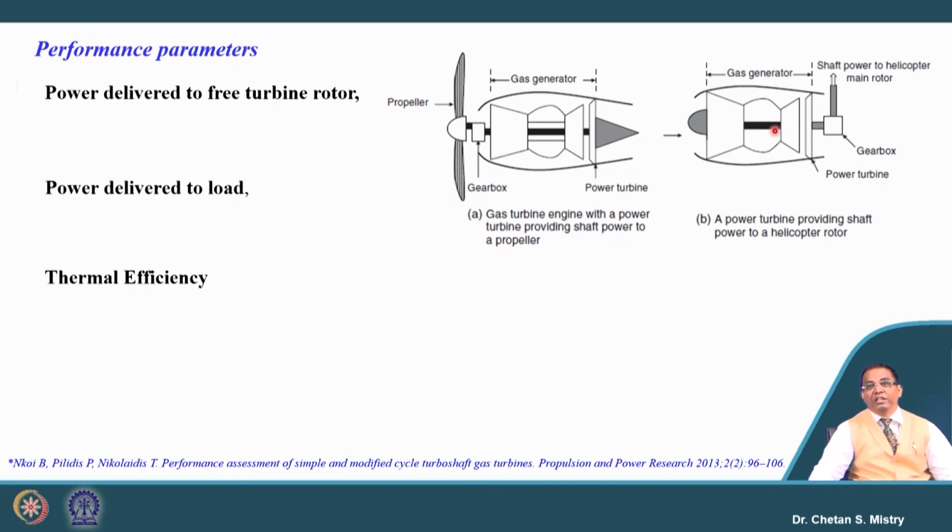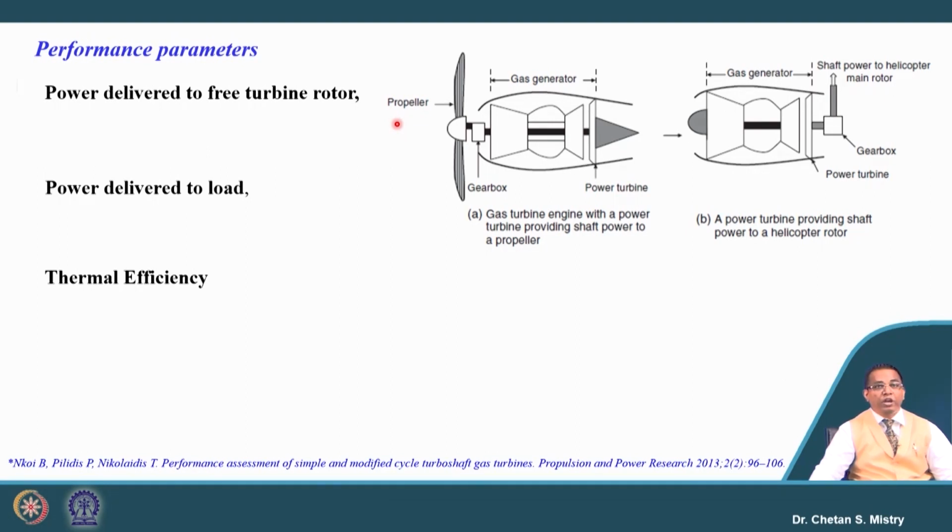Now once we have this information, if you recall, in our second week we discussed this representing our propeller engine and this representing our turboshaft engine, and here both the turbines we have defined as a power turbine. The purpose of the power turbine for our turboprop engine is to rotate the propeller, and in this case it is connected with the gearbox, bevel gear, that is giving power to the helicopter rotor. So under that condition, power delivered to the free turbine, power delivered to the load, and thermal efficiency will become our performance parameters.